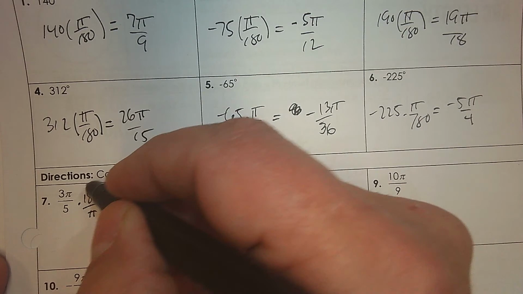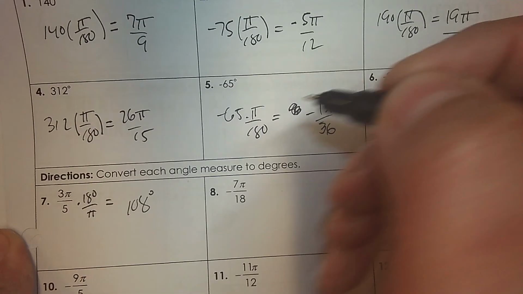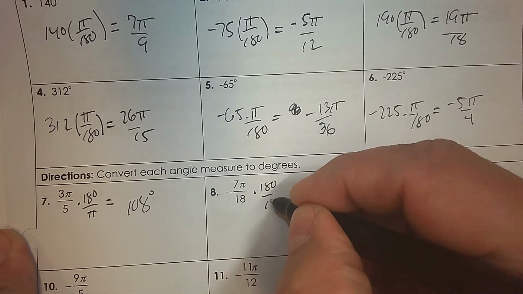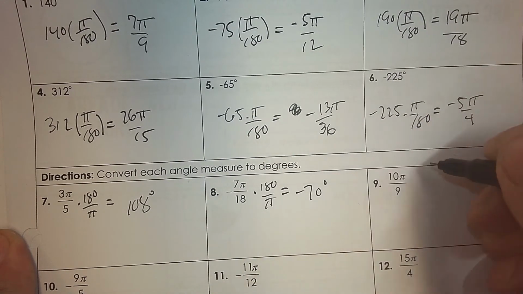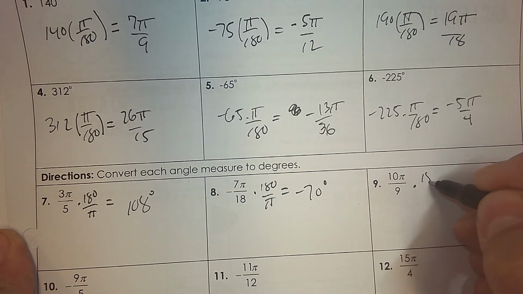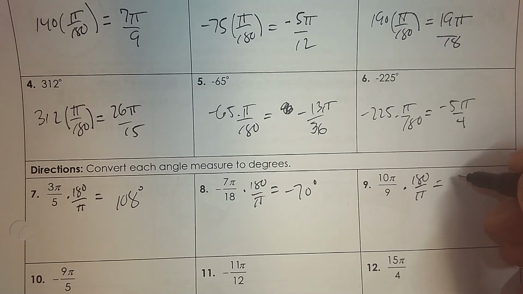And then it says 3 times 180 divided by 5. So that's 108 times 180 over pi. And again, the pi's divide out, then you divide, and you get negative 70. Again, 180 over pi. The pi's divide out. You get 200.